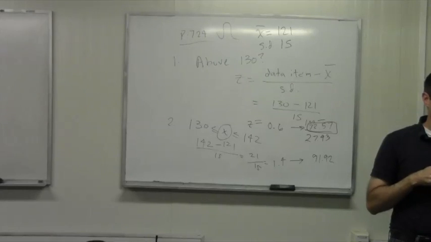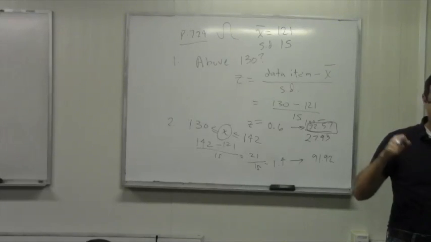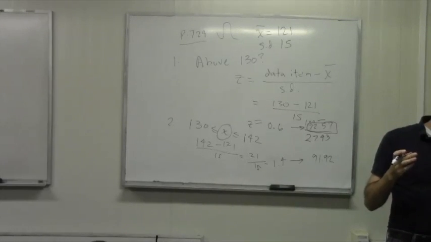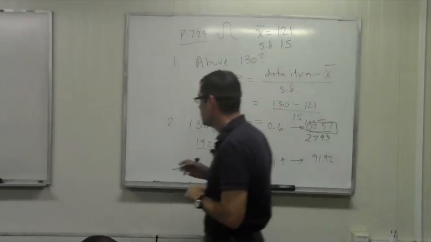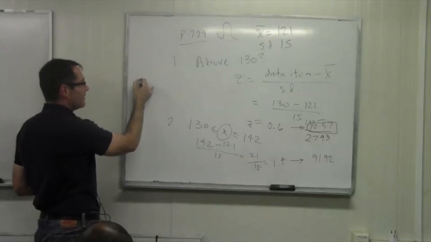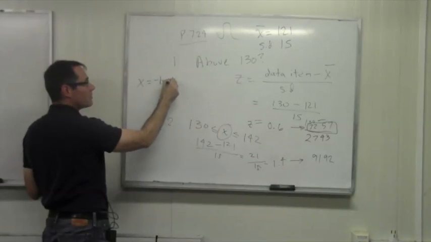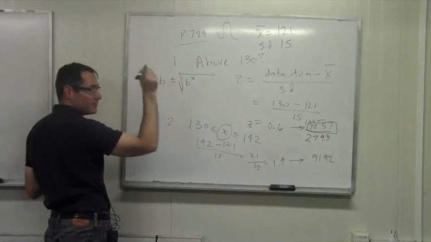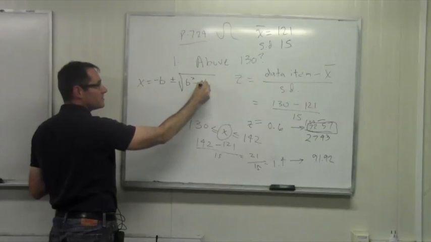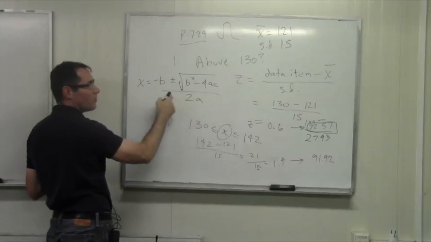You will need to know how to do the quadratic formula. You will also need to know how to find the vertex of a parabola, which is a quadratic, just so you know. Okay? The quadratic formula is what? X equals negative b plus or minus square root of b squared, not negative b squared, b squared minus 4ac divided by 2a. Don't forget that one.